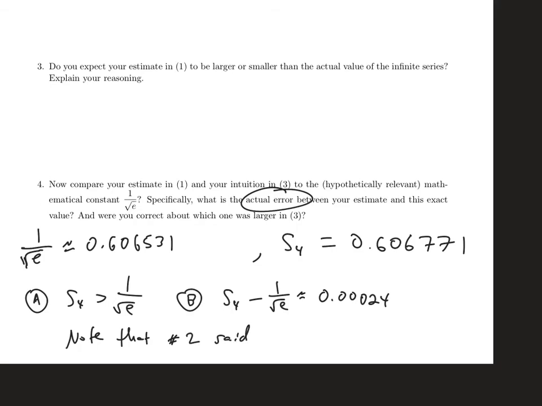And then just note that our number 2 said the actual error should be less than 0.00026. That's what you had in number 2. And so you can see that that also is correct. So we were correct about which one was bigger, and when we look at the actual error, we can see that the actual error really was smaller than 0.00026, which is what the bound gave us. Just FYI, this would be R4, right? That's what R4 is. It's the actual error that you get if you use S4.